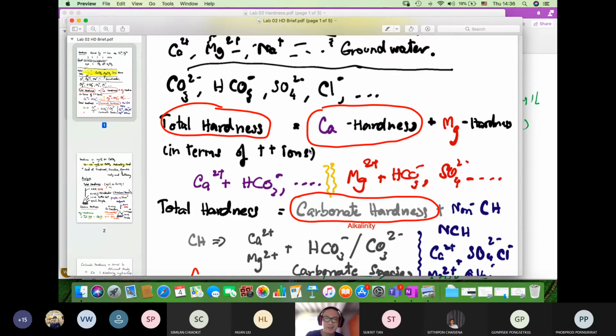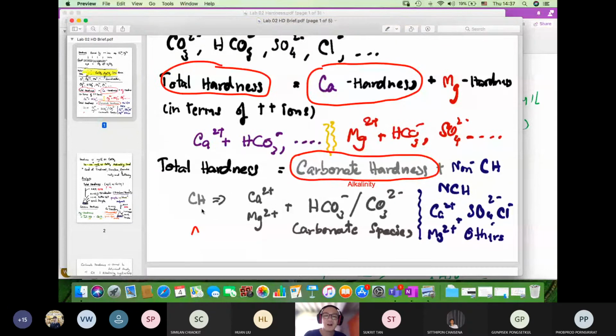Calcium hardness, what does it mean? It means calcium ion associated with some other negatively charged ion, for example, bicarbonate, carbonate, or maybe chloride, or maybe sulfate. Magnesium hardness is the magnesium associated with other negatively charged ions, bicarbonate, sulfate, and some others.